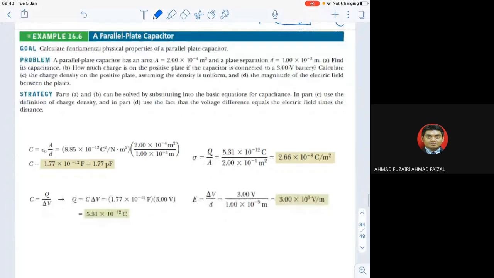A parallel plate capacitor has an area, so underline it, or maybe circle it. A plate separation, so this should be D. Find the capacitance. So epsilon naught A over D. Very easy, just do some simple calculation. How much charge is on the positive plate if the capacitor is connected to a 3-volt battery?